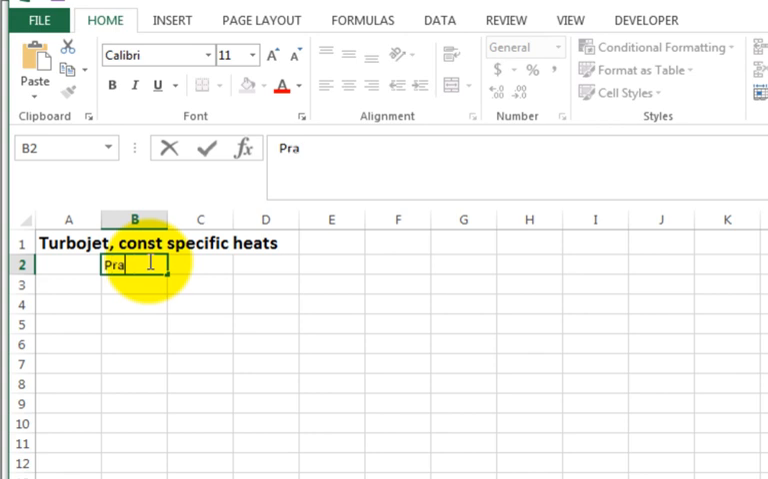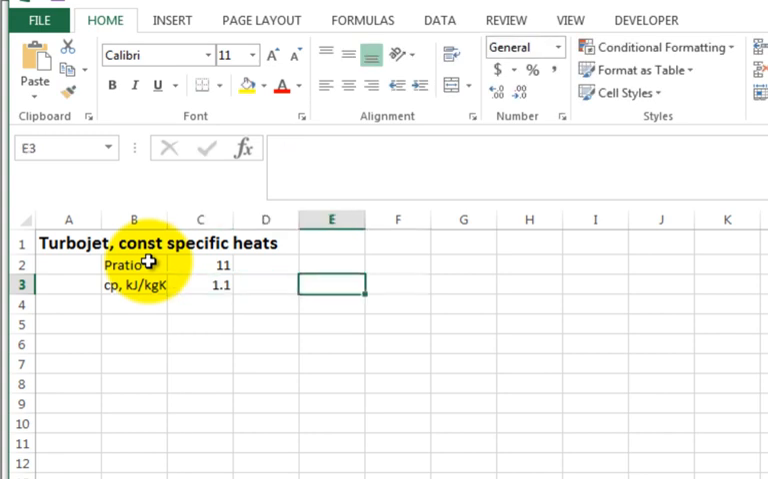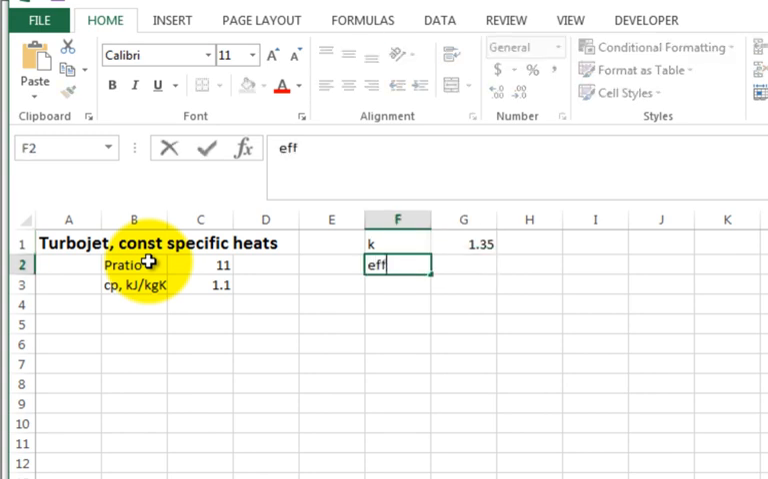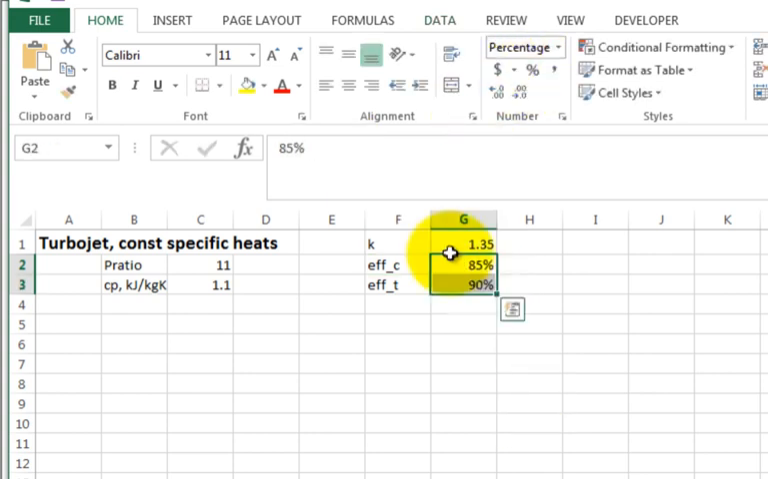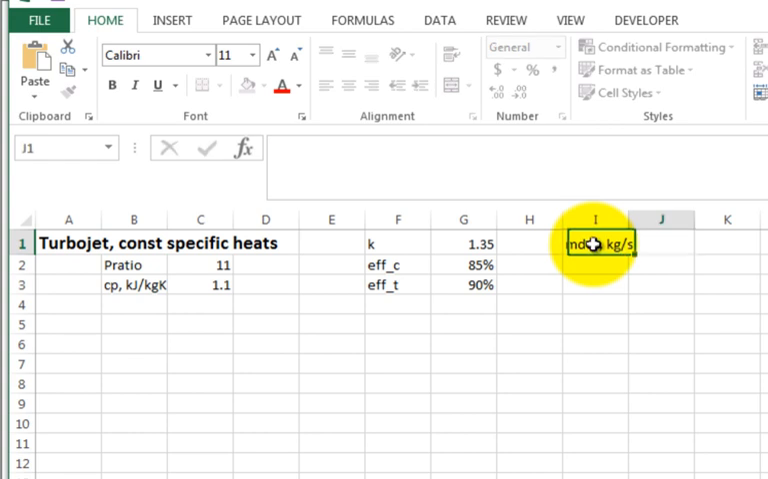What's that pressure ratio? Isn't it 11? Yeah. And then we're going to work with k and c sub p. Let's put c sub p there, kilojoules per kilogram Kelvin. c sub p, what, 1.10? Okay. Let's put k over here. k is equal to 1.35. Let's put efficiency of the compressor is 85%, and the efficiency of the turbine is 90%. And then both of these we'll put percent. Make it look good. All right. And we have the mass airflow rate, m dot, kilogram per second, and I think that was 25.